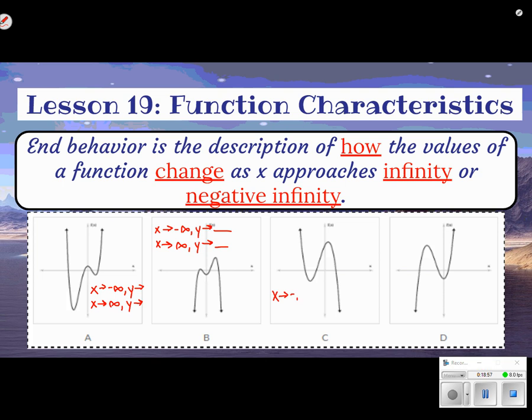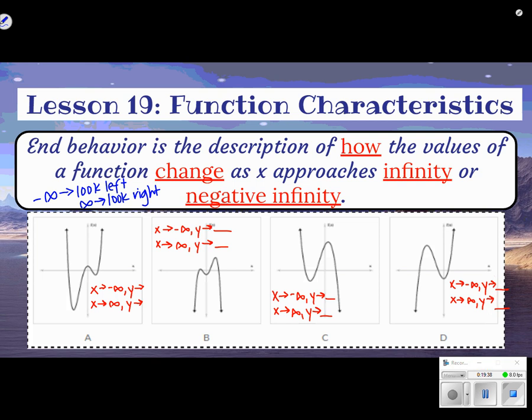As x approaches negative infinity, y is doing something. As x approaches positive infinity, y is doing something. All right, so x approaching negative infinity and then positive infinity is telling you to look left. The negative infinity says look left, tell me what the y value is. The positive infinity says look right, tell me what the y value is.